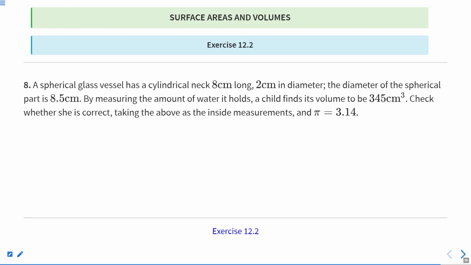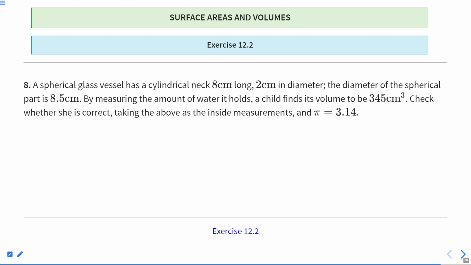So in this question here we have a spherical glass vessel, has a cylindrical neck 8 centimeter long and 2 centimeter in diameter. Okay, the diameter of the spherical part is 8.5 centimeter, and by measuring the amount of water it holds, a child finds its volume to be 345 centimeter cube. And here check whether that is correct. Taking the above as the inside measurements, and take pi as 3.14.